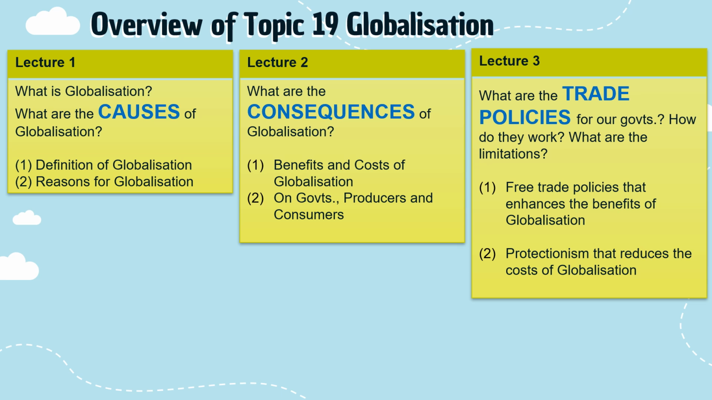Last but not least, in lecture 3, we are going to ask ourselves, what are the trade policies that the government could do in response to the benefits and costs of globalization? Same thing, we look at the H&L framework, how the policies work, and what are the possible limitations. So, there are two main wings of policy. Number one is free trade policies that look at the benefits of globalization and hope to harness all these benefits. Then on the other side, we have the policy of protectionism that hopes to reduce the cost of globalization. These are two different approaches adopted by different governments, and it will be very interesting to learn the rationale behind why the two different approaches.